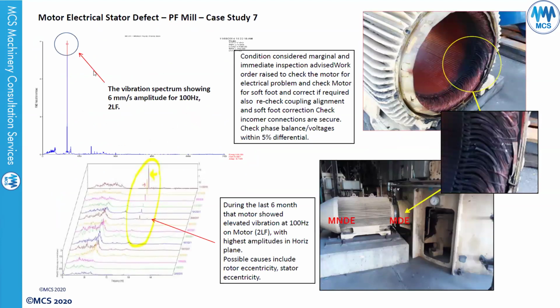This twice line frequency is a case study, and you see the twice line frequency was low and started to increase over time, and then suddenly increased to about 6 millimeters per second, and this is what we have. We have a short in the windings of the stator, or a short in the stator here.